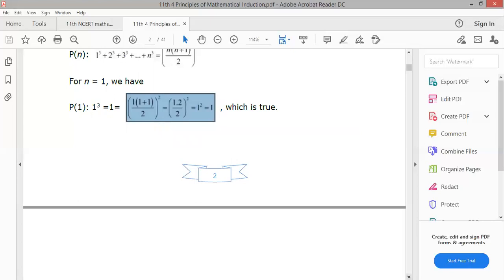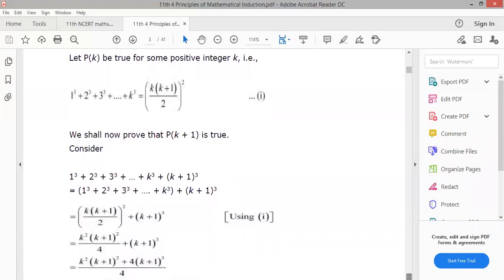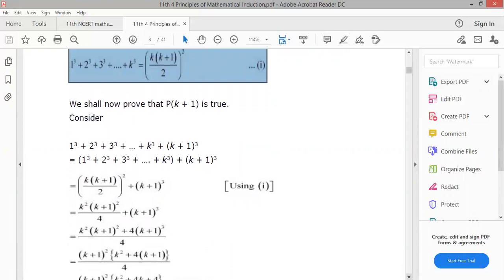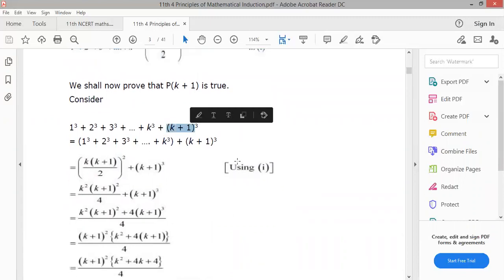And for the induction step, we will first of all make an assumption that the result is true for n equal to k. So it's like this. If the result is true for n equal to k, on the basis of this assumption, we will prove the result is true for n equal to k plus 1. So we will go one step ahead, that's up to k plus 1th stage.